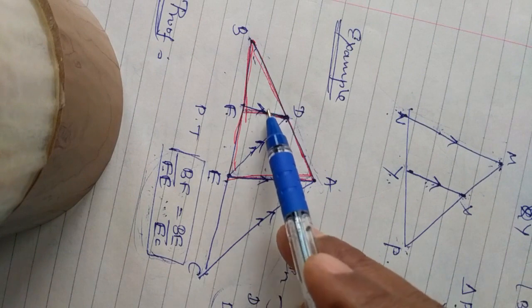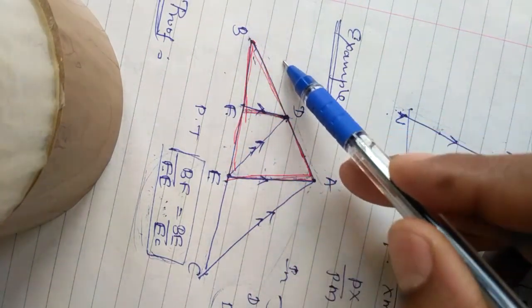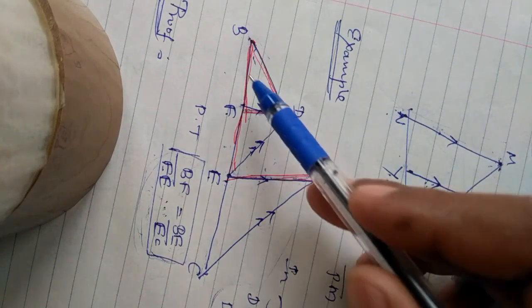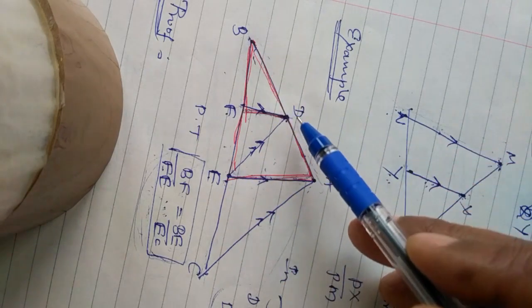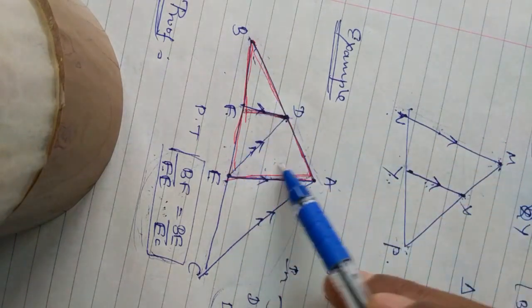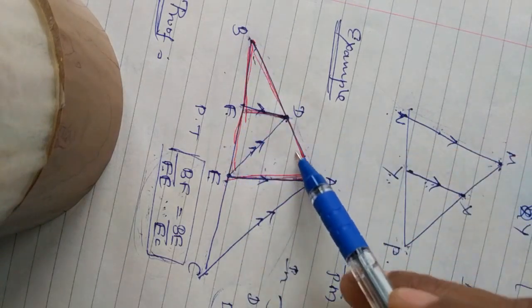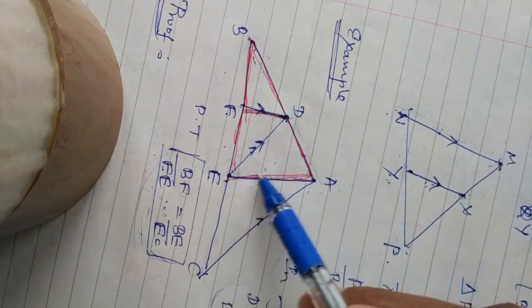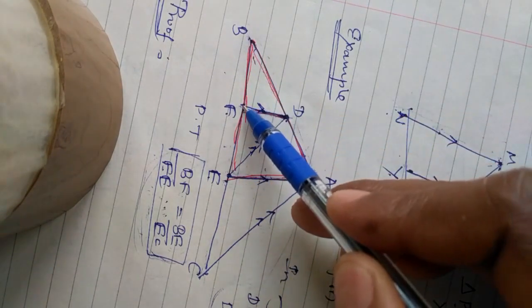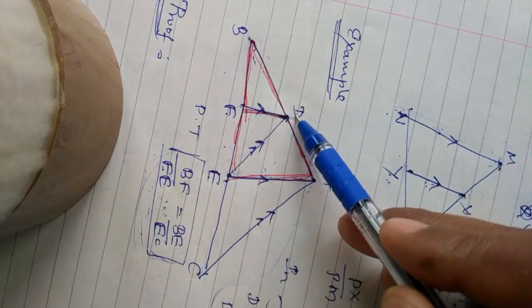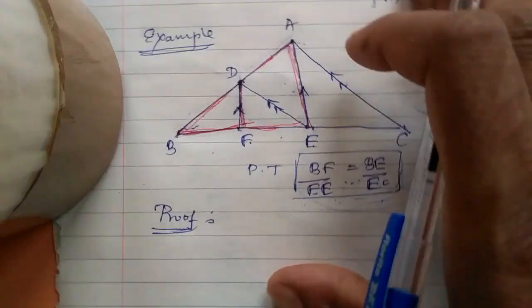When these two are parallel, we can write BF by FE equals BD by DA, half by half form. BF by FE, BD by DA, only for this triangle. Don't get confused by the other triangle. Only look at this triangle marked in red color. Only look at this triangle, and BF by FE is equal to BD by DA, because these two sides are parallel.